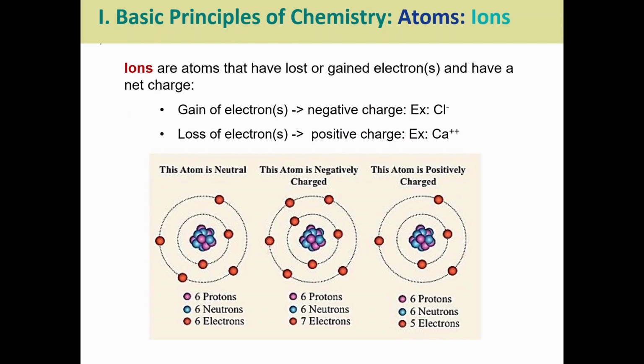Something else we need to remember are ions. Ions are atoms that have gained or lost electrons, and so they do have a charge. Because we have changed the number of electrons, we have either created a negative charge or a positive charge. If we gain electrons, we've added electrons. Electrons have negative charges, so if we add more, we end up with a negative charge. If we lose electrons, now we have more protons in comparison to the electrons, so we now have a positive charge.